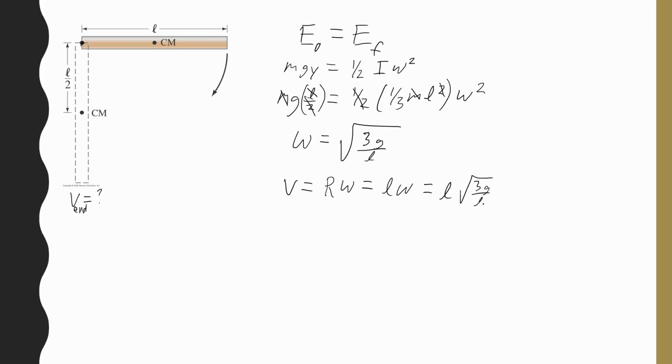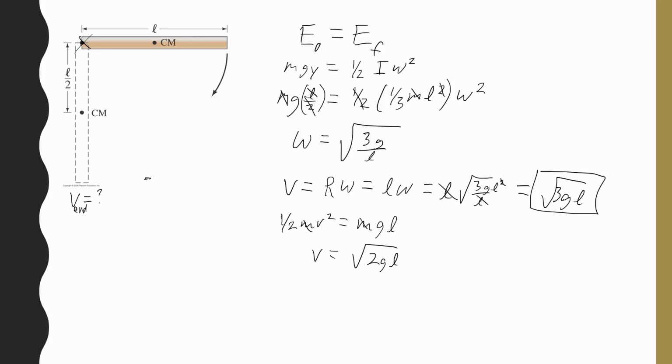If we pull this L inside there, it becomes an L squared in here, and so we can cancel one of those, and we end up with root 3GL, which is an interesting result because if I had just dropped this rod straight down, if it was not attached here at the pivot point, and we figured out how fast the center of mass would be going at this height here, we would just have 1/2 mv squared equal to mgl, and you'd cancel stuff out and you'd get v is equal to root 2gl. So this is slightly larger, the end of the rod here.